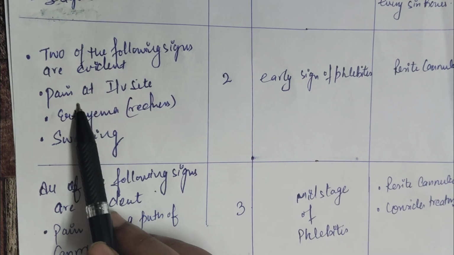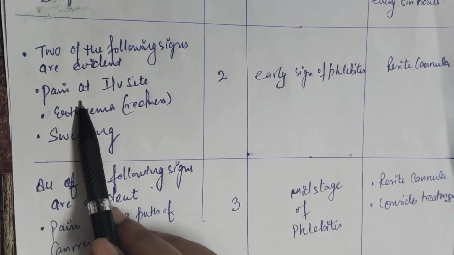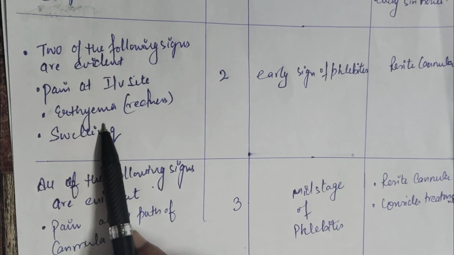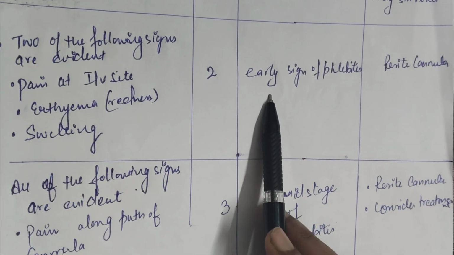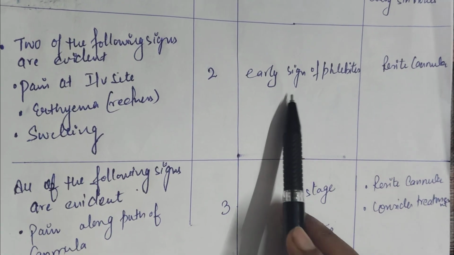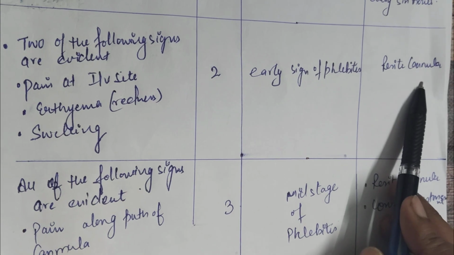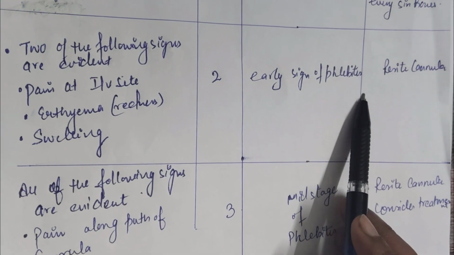Next, the second grade we can give when two of the following signs are evident, like at the IV site there may be pain, erythema, that is redness, or swelling. In this, early signs of phlebitis appear and we can resite the cannula. A site change must be done in this case.